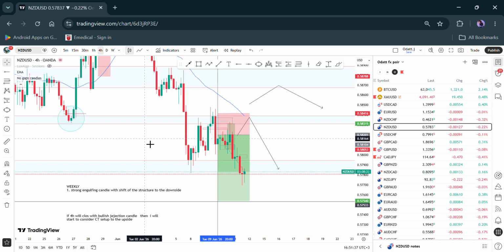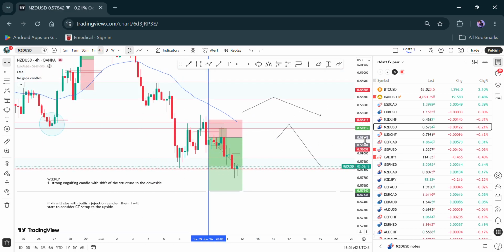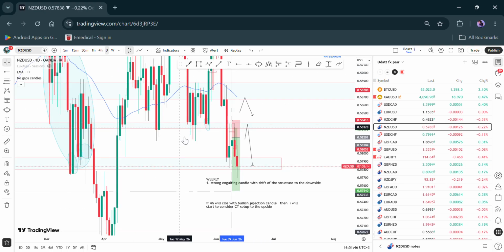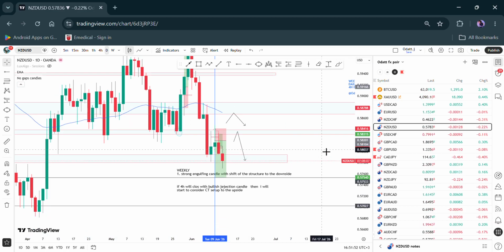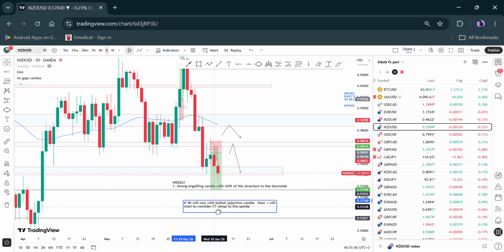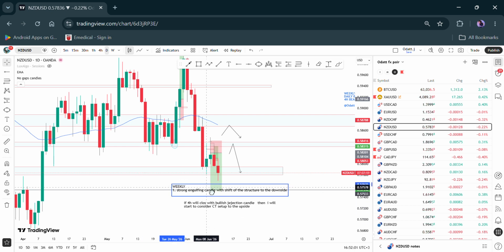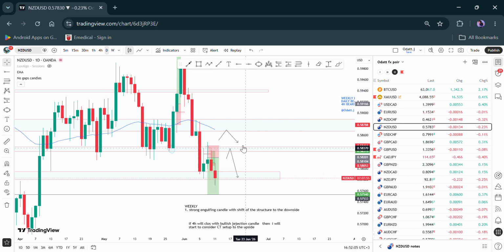So let's break down this trade. This is the trade I took, like this one. First of all, let's come to the daily time frame. I'm going to remove this and this one, so that the chart can look very clean. I have three, four minutes left to break down this trade.